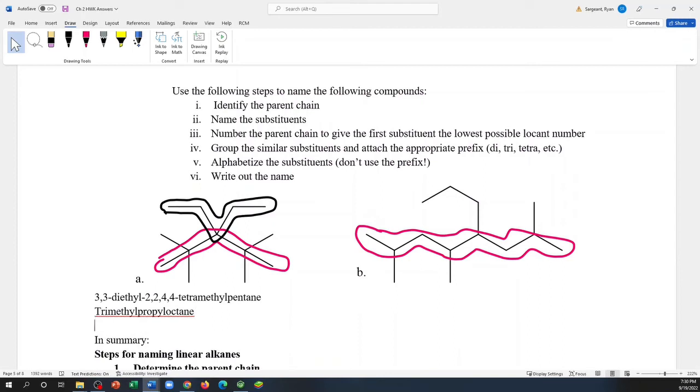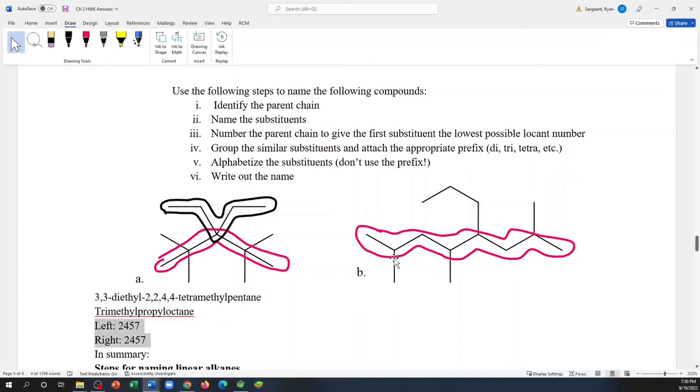The most tedious and correct way to number your parent chain is to make a list of the locants. So if we start on the left side of this compound, then my locants are coming off of the 2, the 4, the 5, 6, and the 7 position. If I start on the right-hand side, then my locants are coming off of the 2, the 3, 4, 5, and the 7 position. Shoot! I thought this would be easier.